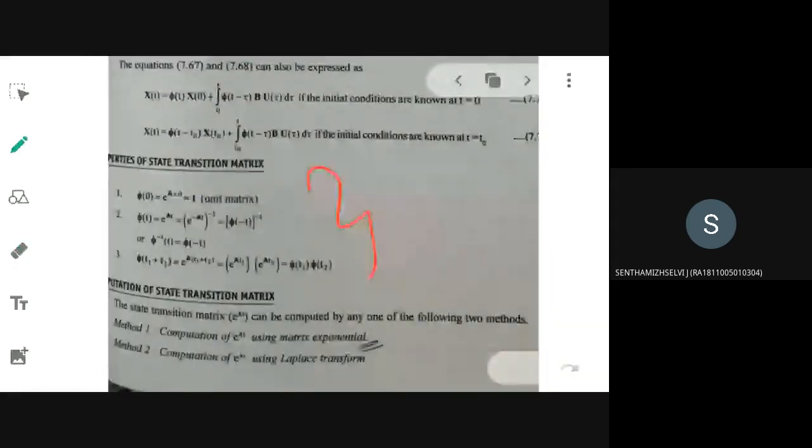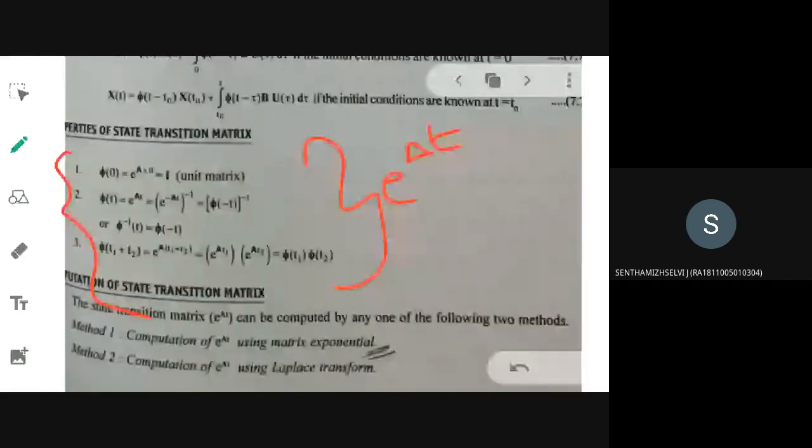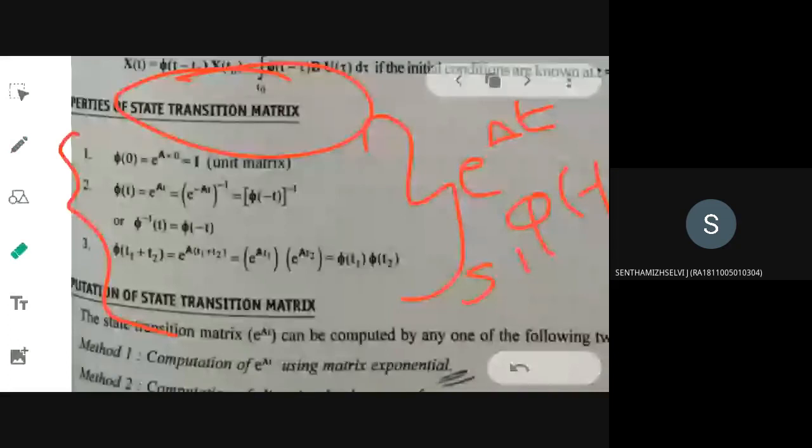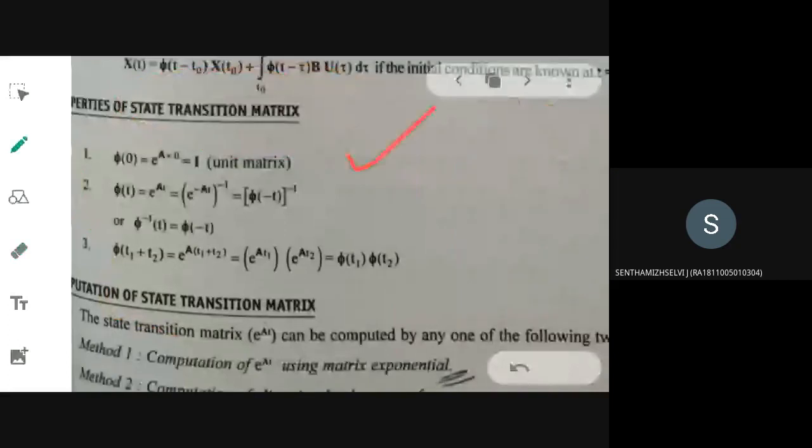Sometimes in MCQs they will ask you what the various properties are, so you have to know the properties. These are the various properties. I already told you that e power At, or phi of t, is your state transition matrix. The properties are four in number. The first property states that if you substitute t equal to 0 in e power At, or phi of t, then it will be equivalent to the unit matrix. That is your first property.